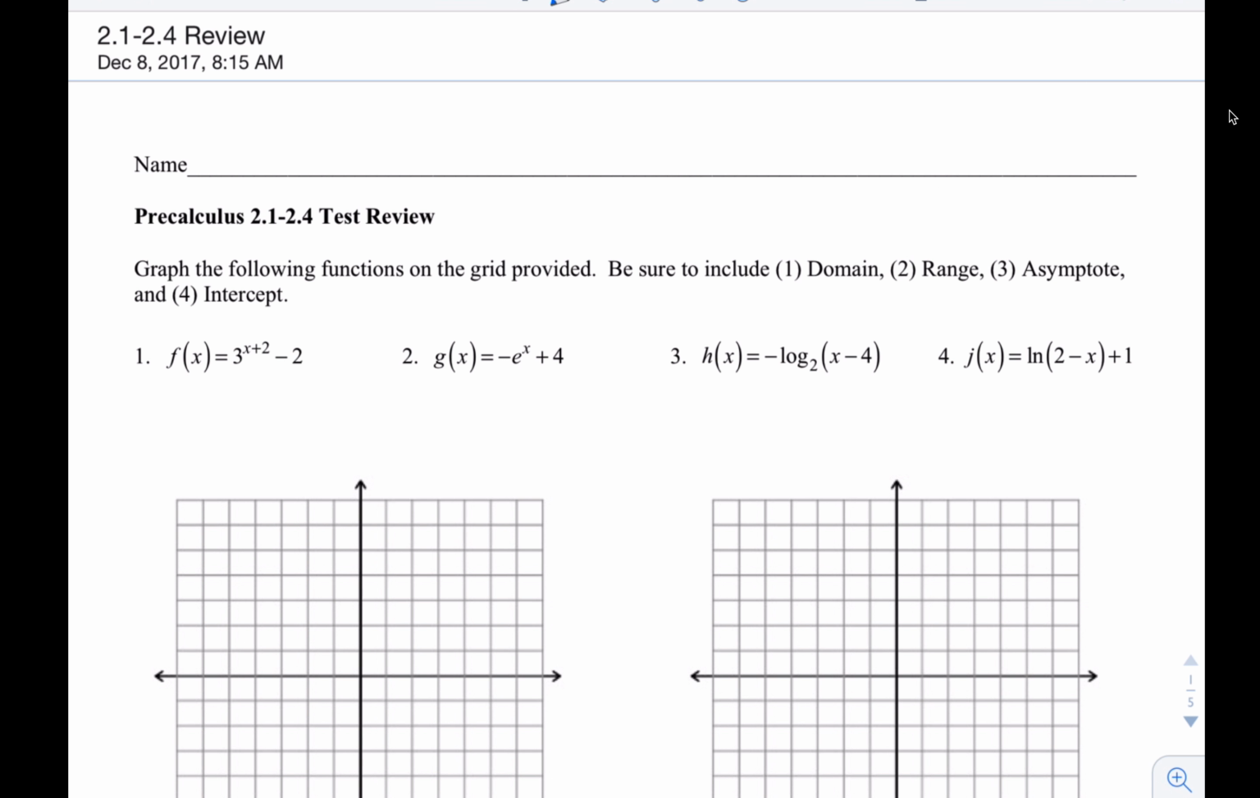I'm going to put the times for each question down in the description. So if you wanted to skip the first couple questions and go right to number 5, you could do that by just clicking on the times. So let's get started.